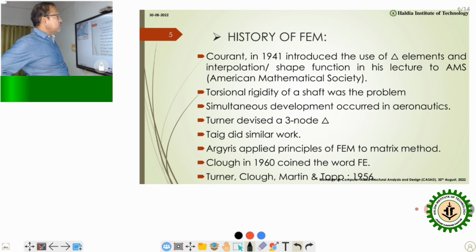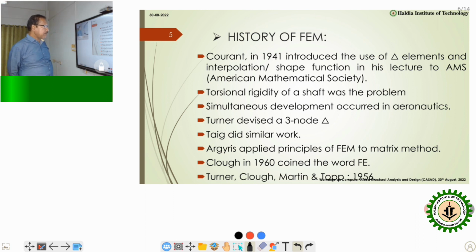In addition to this, simultaneous developments happened with his lecture in other fields, basically in aeronautics, about this finite element method. In that connection, we can say Turner, who belongs to Great Britain, devised a three-noded triangular element. Then Argyris also developed similar works and presented papers. Argyris applied principles of finite element method to matrix methods.